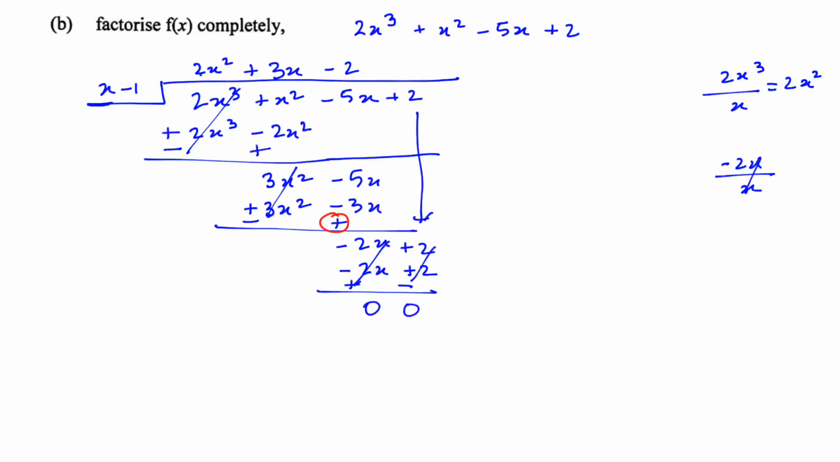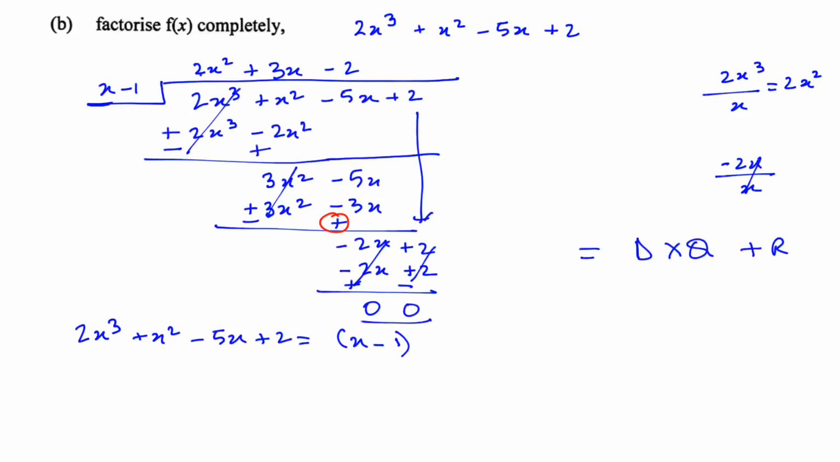After this, rewrite the question, 2x cubed plus x square minus 5x plus 2. We always write in the form divisor multiplied by the quotient plus remainder. In this case, the remainder is 0, so we don't write it. And divisor is the number with which we divide, which is x minus 1, and quotient is this part. Now we have to factorize this.